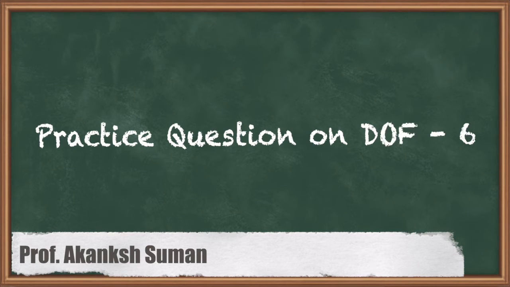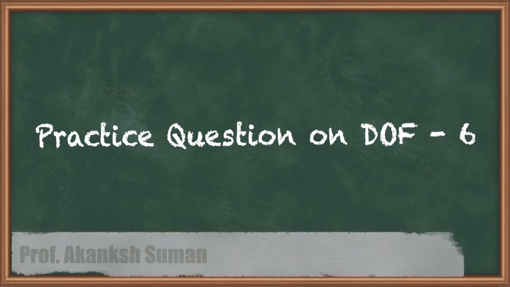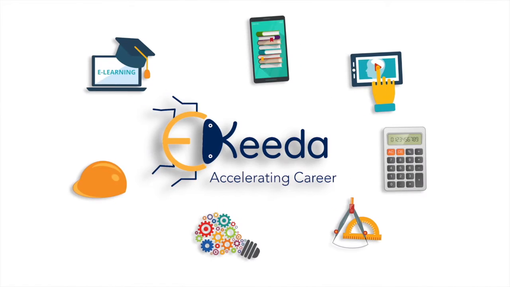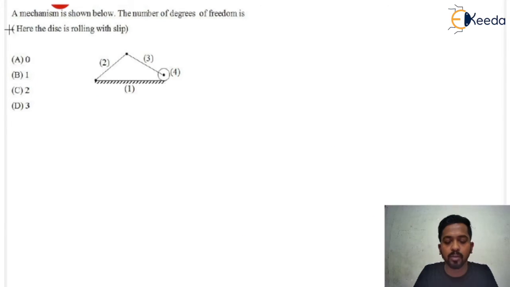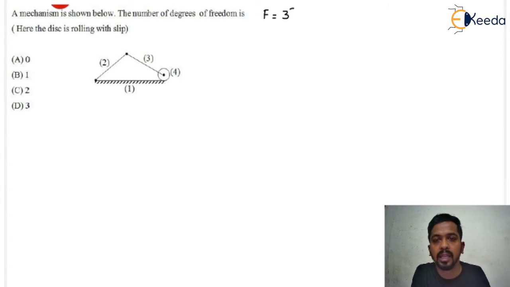Now we are going to discuss the questions based on the degree of freedom. Before solving this question, you must understand the formula of the degree of freedom, the Pushback equation, that is F is equal to 3L minus 1 minus 2J minus H.